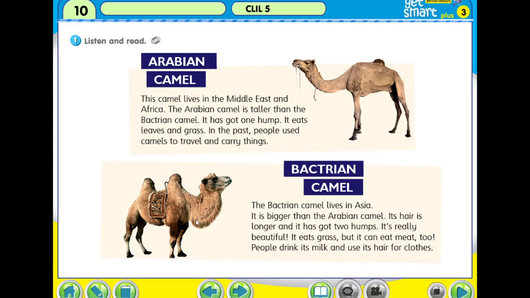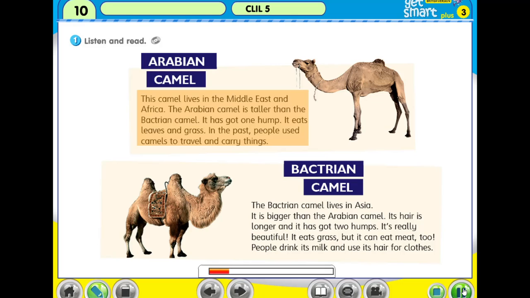Look at these pictures. Two types of camel, and they are different. They have names. Now listen. Activity 1. Listen and read. Arabian camel. This camel lives in the Middle East and Africa. The Arabian camel is taller than the Bactrian camel. It has got one hump. It eats leaves and grass. In the past, people used camels to travel and carry things.